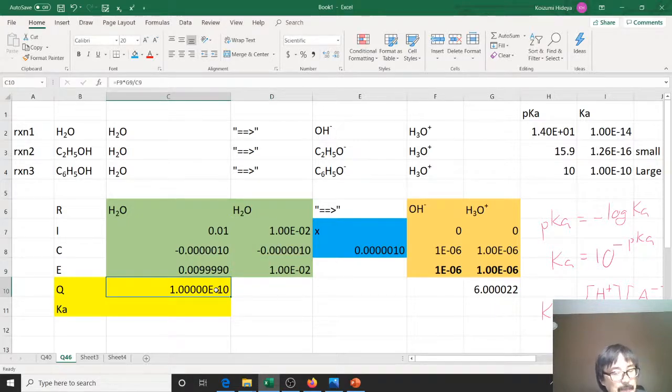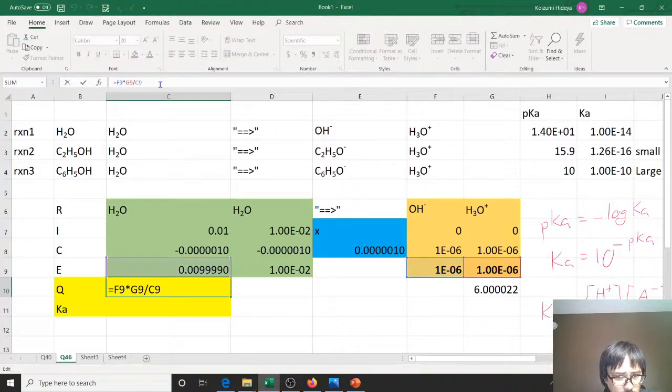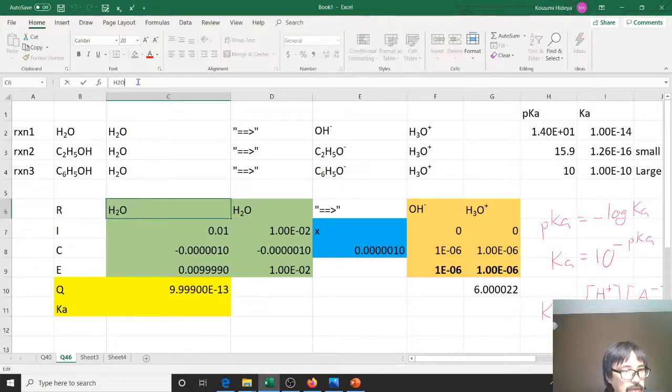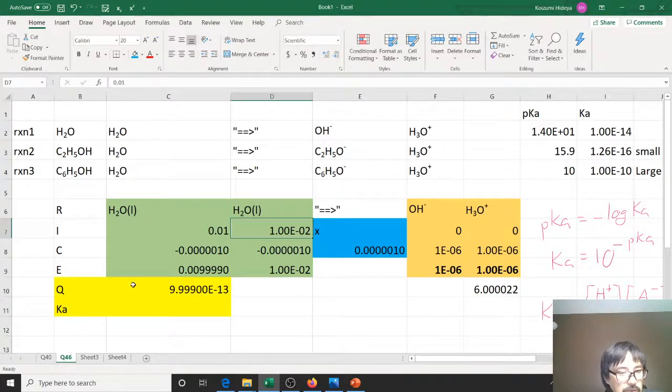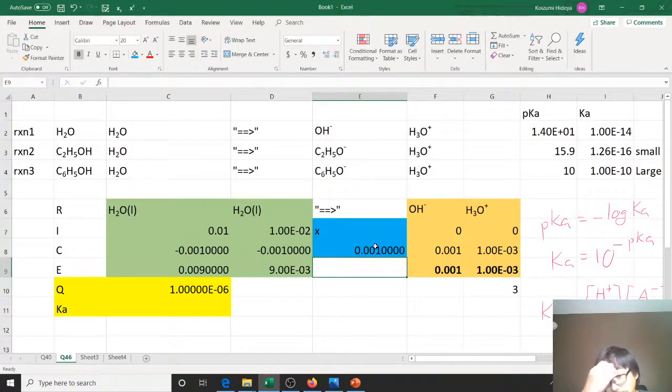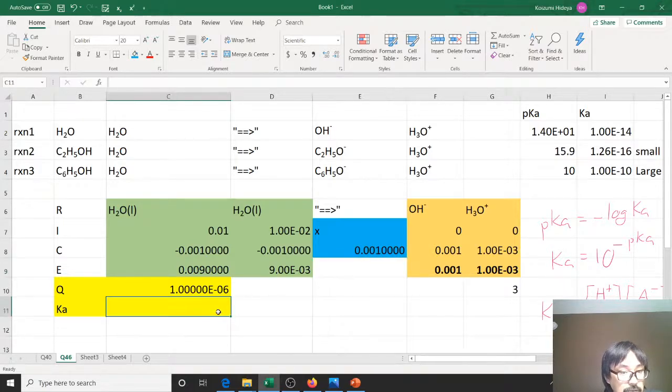And then let's just do the Q here. Q again is product over reactant, but these are pure liquids, right? These are pure liquids. I'm gonna emphasize this. So it doesn't really show up in the equilibrium constant or Q. So that one right there looks like this. I'm just putting it like this, right? Okay, so let's just do the Ka to be 1e negative 14, right?